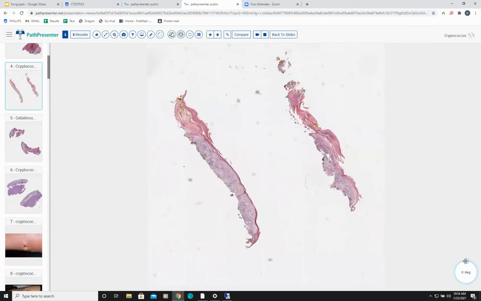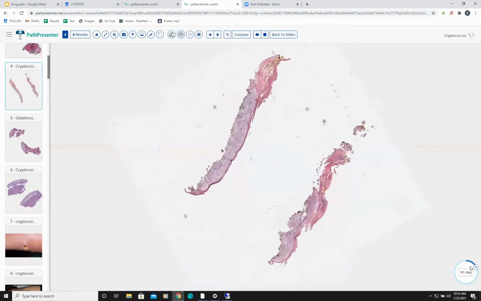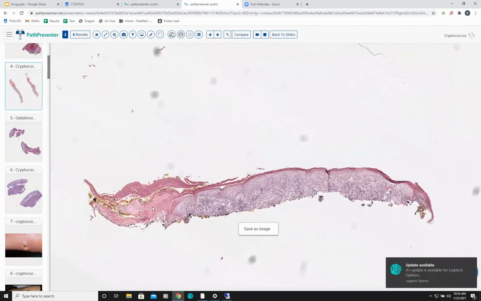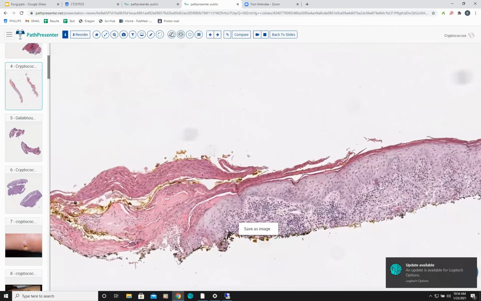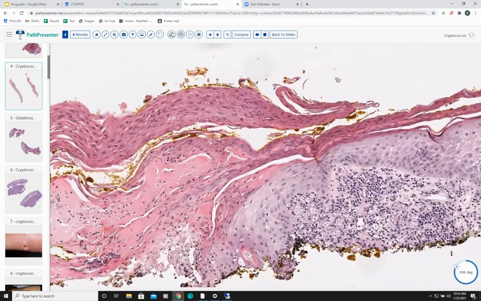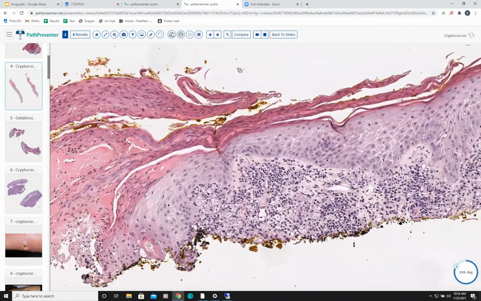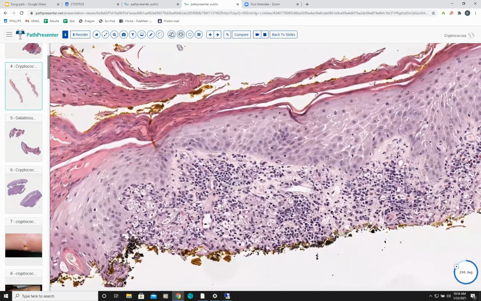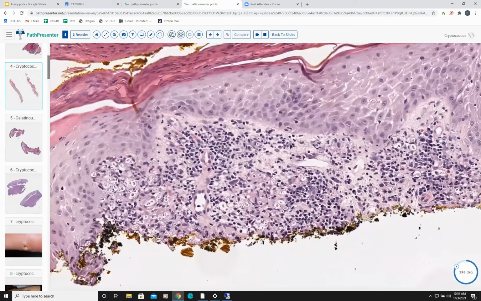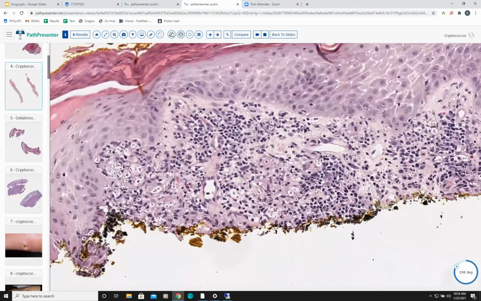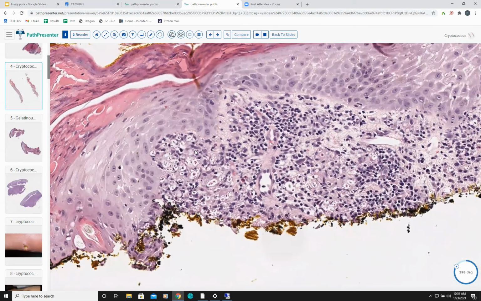Okay, the next one we have is a shave biopsy. And again, there's no pseudoepitheliomatous hyperplasia. You've got scale crust here with parakeratosis, serum, some inflammatory cells. And in the dermis, you can see there are these brown blue cells, which are lymphocytes, and then these organisms which have a gelatinous capsule. And there are many of them. See over here.